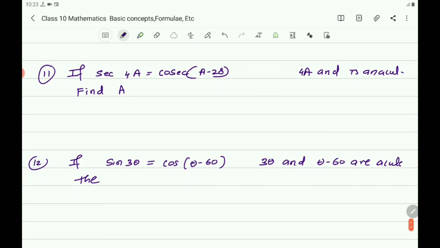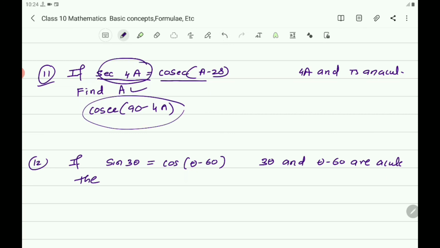So what is the value of A plus B? 90. Then 11th one, if secant 4a equals cosecant a minus 20, here 4a is acute. So what you have to find out? Find a. And you know that secant and cosecant are the complementary of each other. So you express the secant in terms of cosec. Cosec 90 minus 4a means secant 4a. So secant 4a can be written as cosec of 90 minus 4a, as there is cosec in the RHS. Then you write cosec a minus 20 degree.